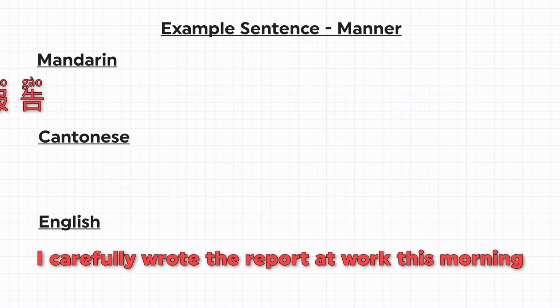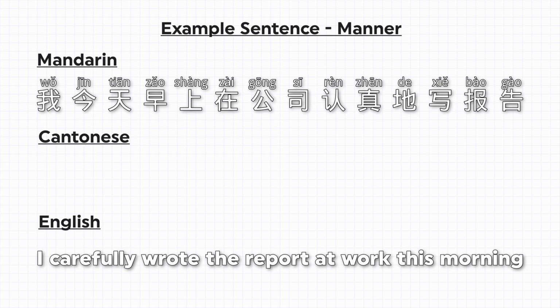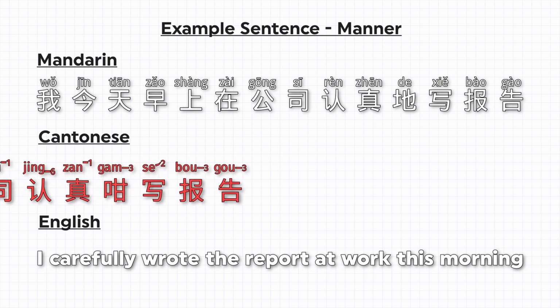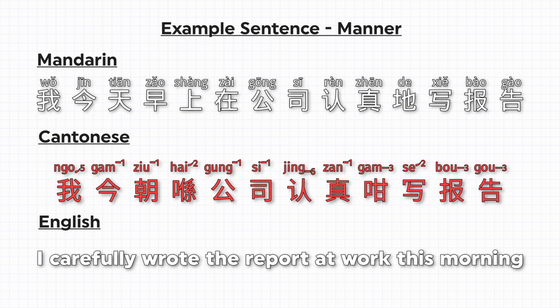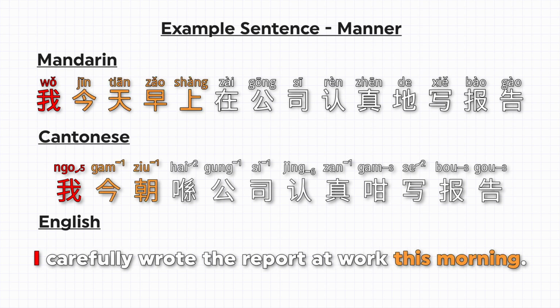I carefully wrote the report at work this morning. 我今天早上在公司认真地写报告。In Cantonese, 我今朝喺公司認真咁寫報告。We see once again, 我 is I, 我 in Mandarin. 今天早上 means this morning. In Cantonese, 今朝喺公司 means at work. 在公司 in Mandarin. 認真咁, 認真的 means like very earnestly, very seriously, right? 寫報告 means basically to write reports. 寫報告 in Cantonese. Okay, you see, very similar structure.